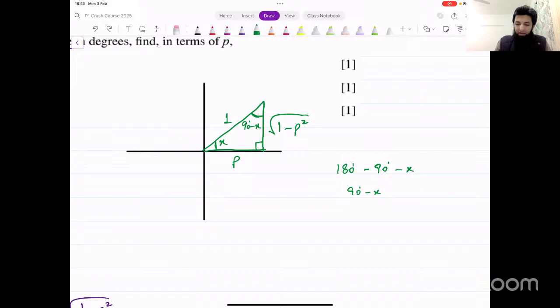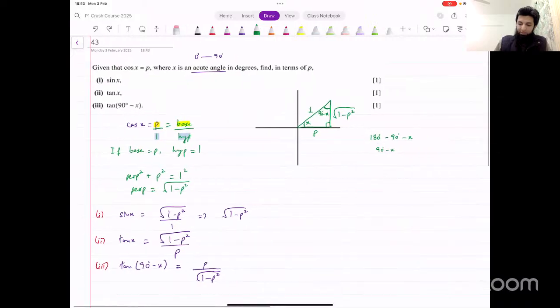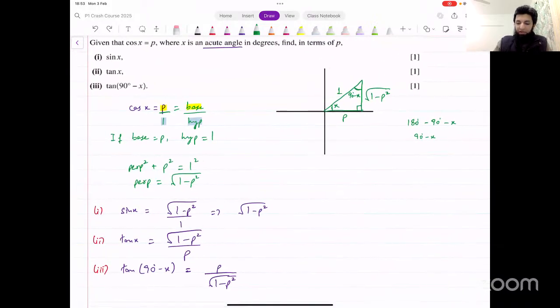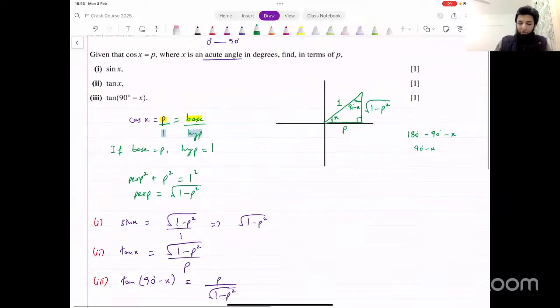So if this angle at the bottom is x, that angle on top has to be 90 minus x. Make sense? Yes, sir. Good. Okay, now this is one way of approaching problems like this. We make a right angle triangle using the quadrant that we have in the question. This is an acute angle, right? So that's the first quadrant.